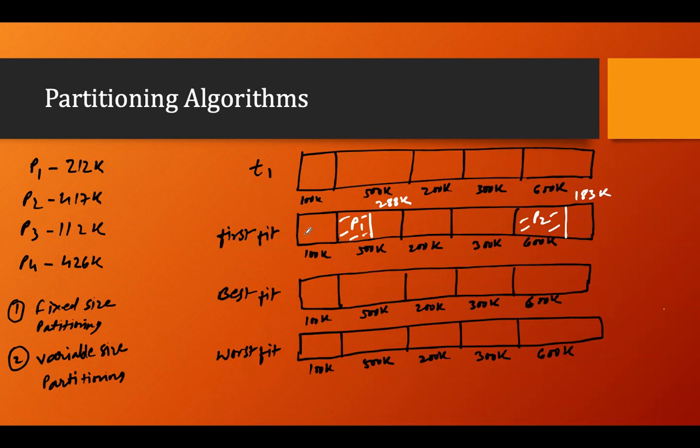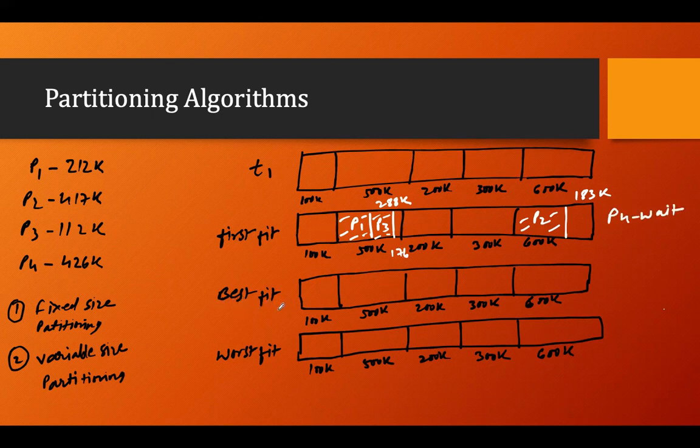Next one is 112. We'll start from here. It will accommodate here because 188 is here, and we can use this particular memory for P3. Now the leftover will be 176. Next is 426. Can we accommodate 426? No, we cannot. So P4 has to wait.